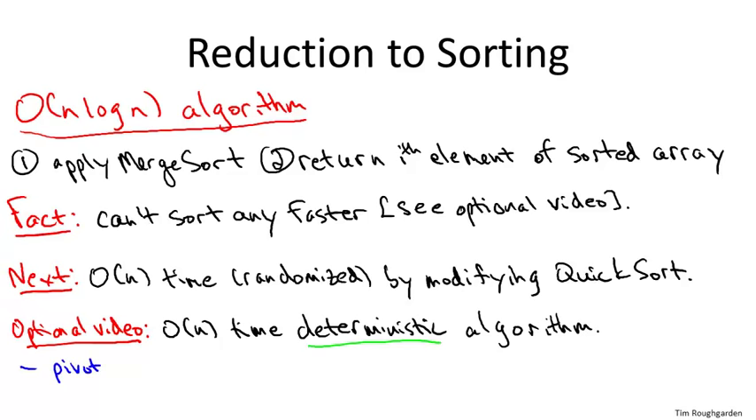the idea is to choose the pivot deterministically in a very careful way using a trick called the median of medians. That's all I'm going to say about it now. You should watch the optional video if you want more details.